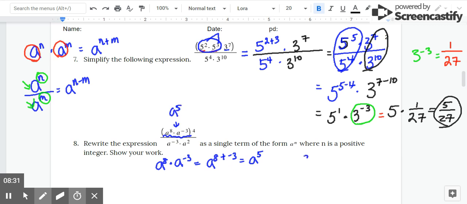So what I'm going to do is just rewrite it. 8 to the 5th power to the 4th power. And what is this? 8 to the negative 3 plus 2 power. And so 8 to the 5th to the 4th power. You raise a power to another power, so you multiply them. 8 to the 20th power. Because you multiply 8 to the 5th 4 times.